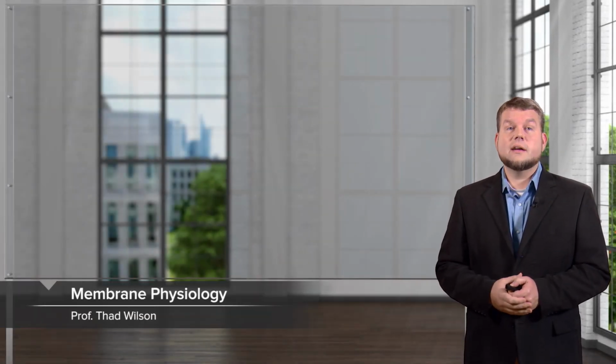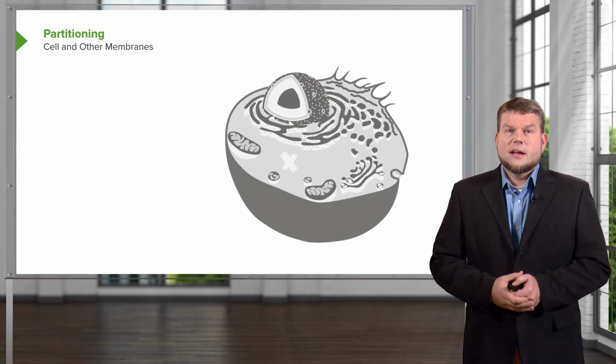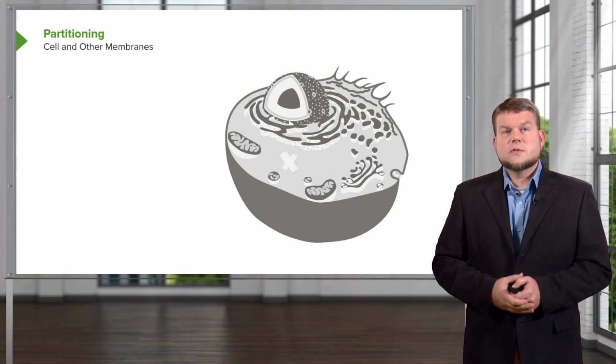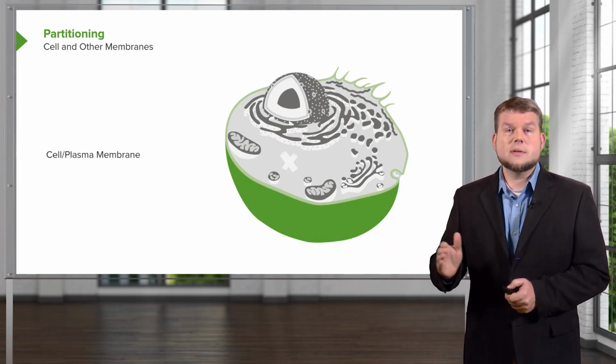Okay, let's talk about partitioning and why we want to have membrane structures within the cell. So, the cell membrane and other membranes within the cell. Let's first start by talking about the cell membrane, because this is probably the most important, because this separates the inside of the cell from the outside of the cell.